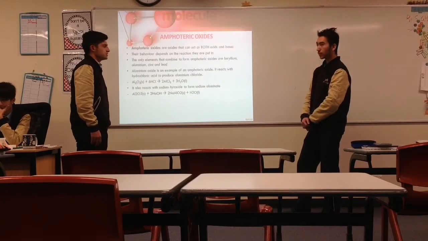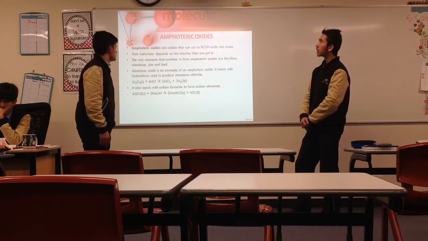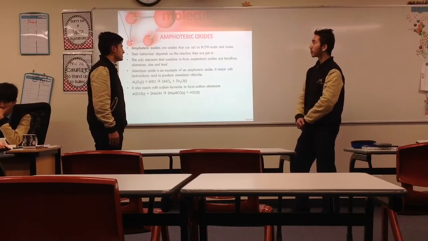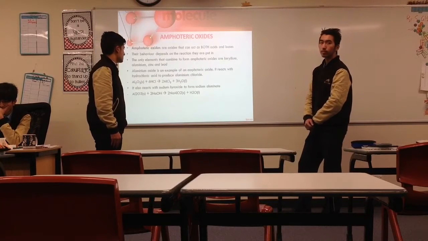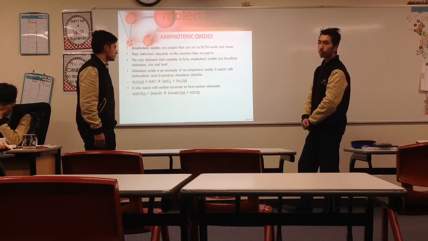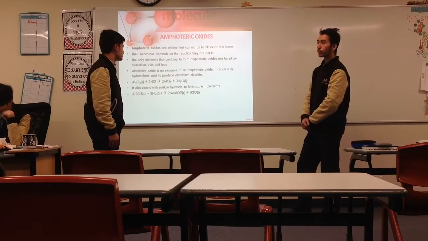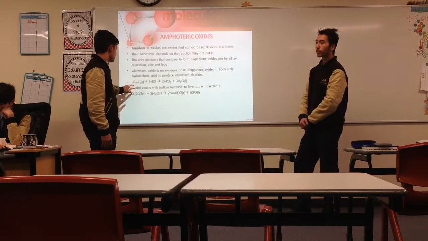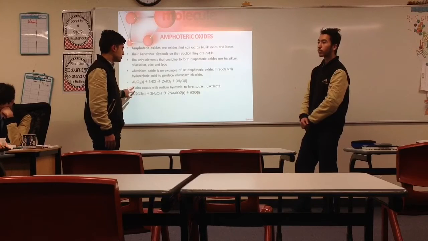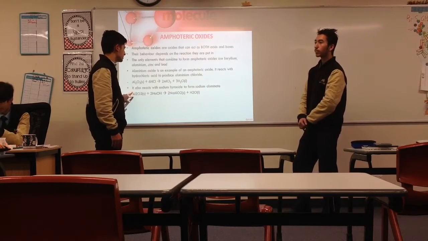Amphoteric oxides are oxides that react with both acids and bases. Their behavior depends on the reactions that they are put in. Aluminium oxide is an example of an amphoteric oxide. It reacts with hydrochloric acid to produce aluminium chloride, and it also reacts with a base, sodium hydroxide, to form sodium aluminate.